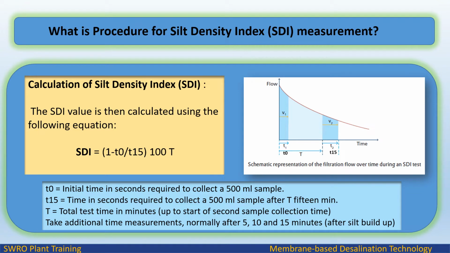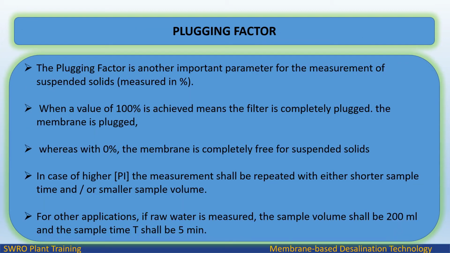T equals the total test time in minutes up to the start of the second sample collection time measurements, normally after 5, 10 and 15 minutes. Plugging factor. The plugging factor is another important parameter for the measurement of suspended solids, measured in percent. When a value of 100% is achieved, it means the filter is completely plugged. The membrane is plugged, whereas with 0%, the membrane is completely free of suspended solids.